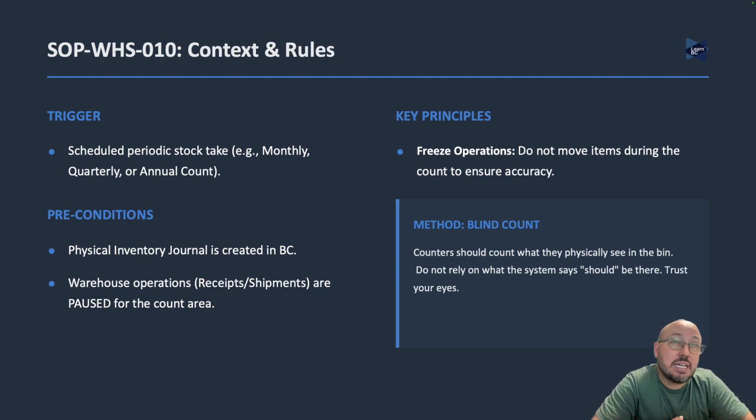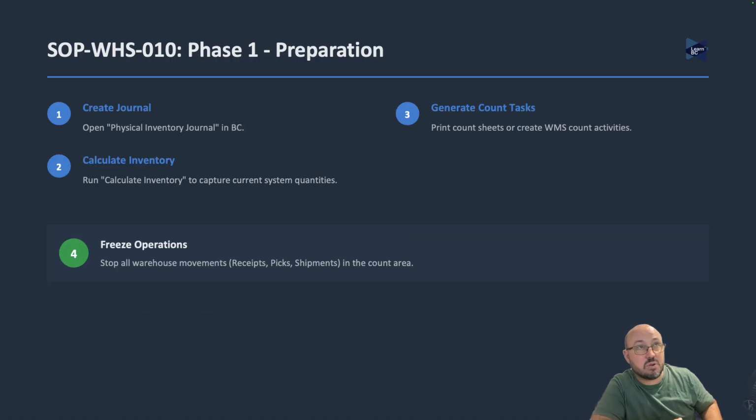Method: blind count. Counters should count what they physically see in the bin. Do not rely on what the system says should be there. Trust your eyes.